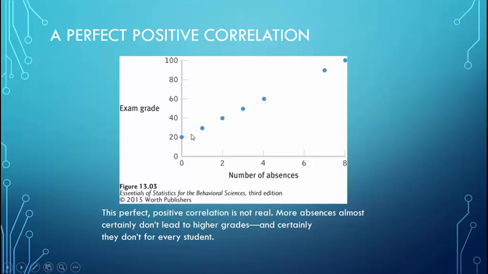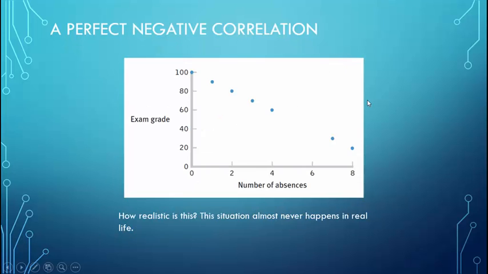This would say that every single student follows this exact pathway, that every time a student misses 2 classes, they will always get a 40 on the exam. There's no variability there. Nobody who has 2 absences would fall off this dot of 40. They would never get a 20 or an 80, and you know that doesn't make any sense. We probably never see perfect correlations in psychology because human behavior is just too complicated.